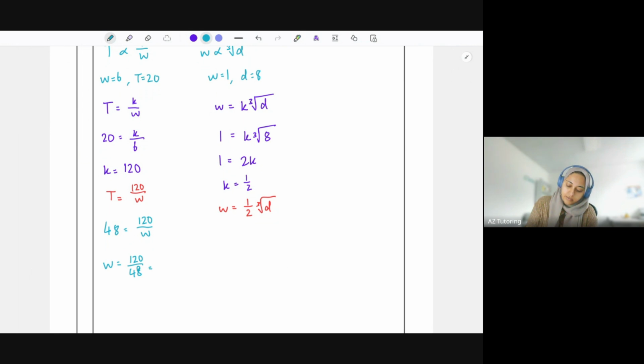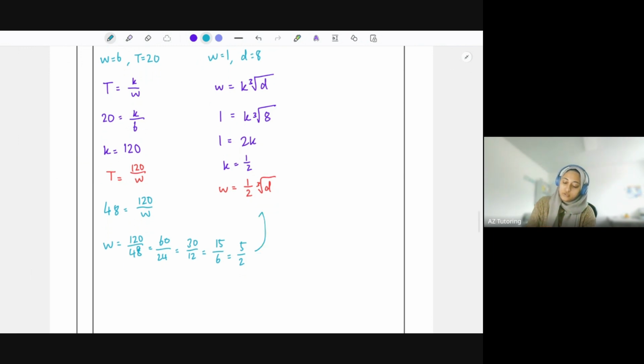I can simplify that. I can half the top and bottom. 60 over 24, half again, 30 over 12. I can divide by 3 top and bottom. 10 over 6. Not 10 over 6, sorry. Let me half them actually, they're even. 15 over 6. Divide by 3, 5 over 2. Okay, so w equals 5 over 2.